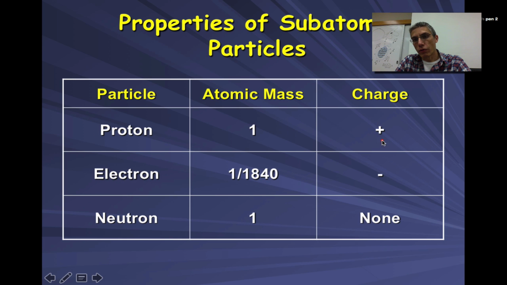The charge that you would find on the proton is going to be a positive charge. A neutron is going to have the same atomic mass as the proton, but it's not going to have a charge. It's going to be considered neutral.